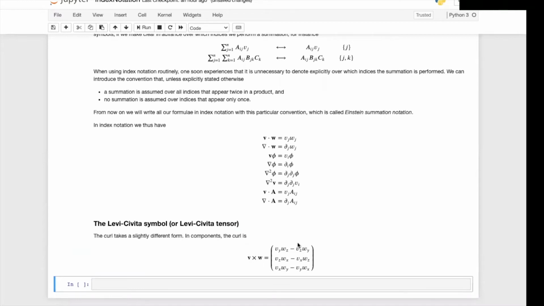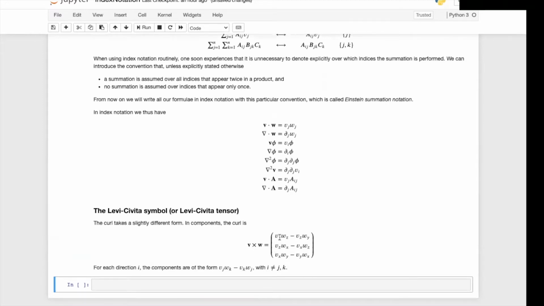In components, this is what I have for the curl. V times W gives you these mixed components. That means that for each direction i, meaning each row of this vector, the components are of the form VjWk minus VkWj, with i different than j and k. That means that if you are at the direction x, j and k are y and z.